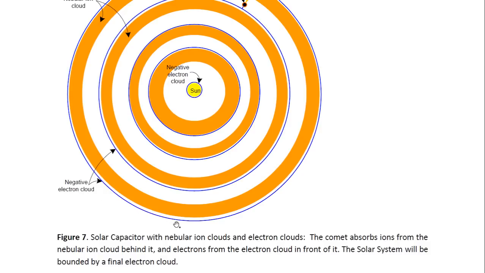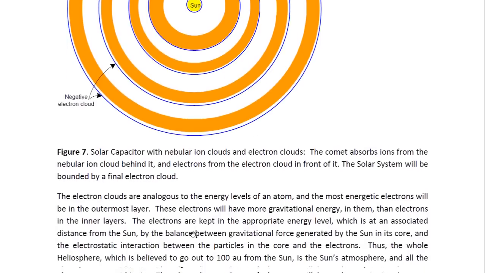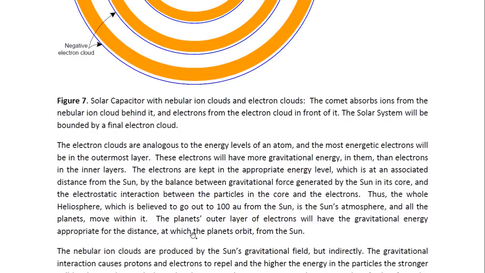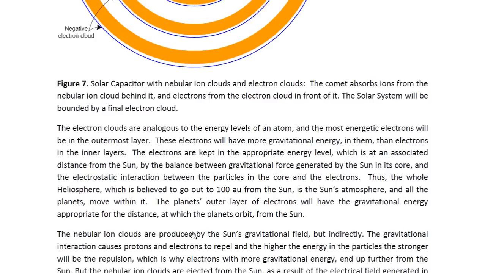The last cloud would be an electron cloud, a negative cloud, because that is the structure of all objects in the universe, and is the structure that we have on the microscopic level, i.e. atoms. Now, the electron clouds are analogous to the energy levels of an atom, and the most energetic electrons will be in the outermost layer. These electrons will have more gravitational energy in them than electrons in the inner layers.